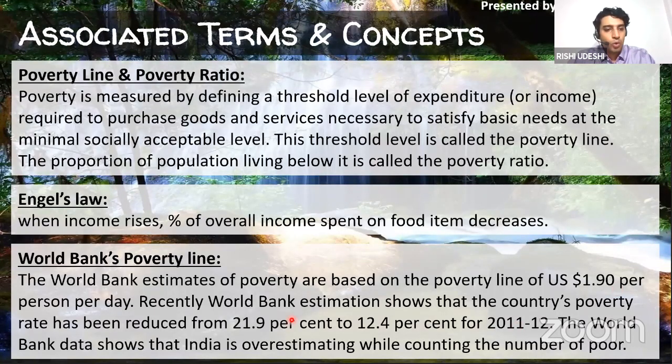Moving on, the World Bank data shows that India is overestimating while counting the number of poor. Of course, क्योंकि इसके हिसाब से हमारे इंडिया में poor कितने? सिर्फ 12% है, पर अपने फिगर्स के हिसाब से कितने? 22%. अभी भी अपने कंट्री में 22% poor है, ठीक है. So we believe our country has 22% people who are poor, जबकि वर्ल्ड बैंक बोलते हैं नहीं नहीं, तुम्हारे कंट्री में सिर्फ 12% people are poor. So that's the reason why World Bank says that we are overestimating our poverty.